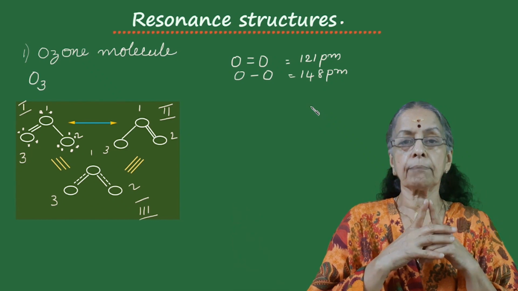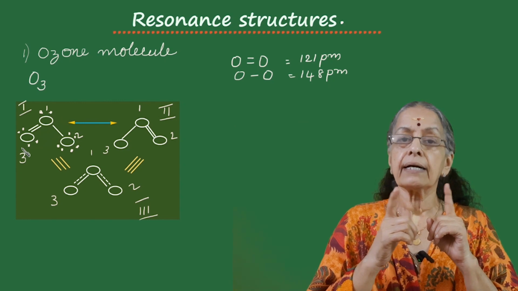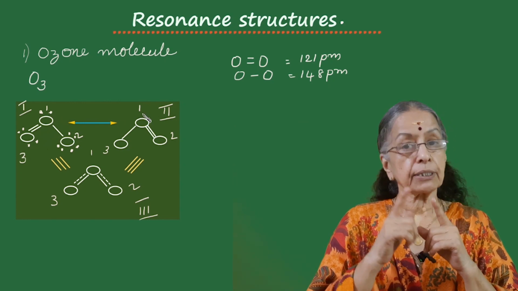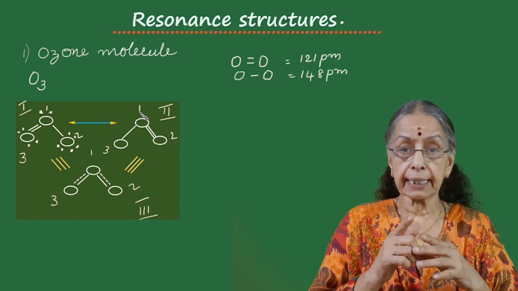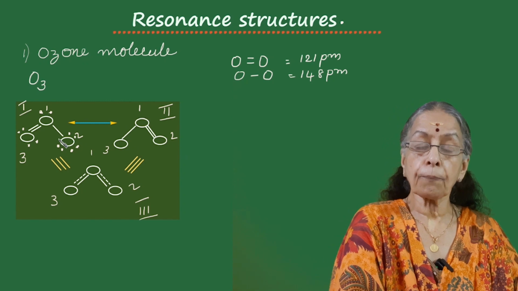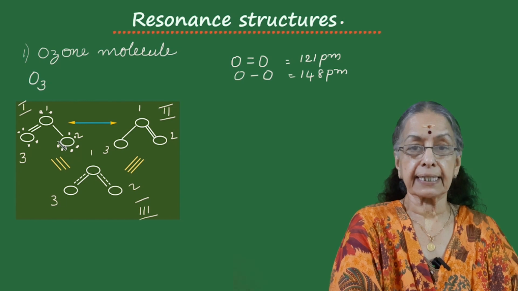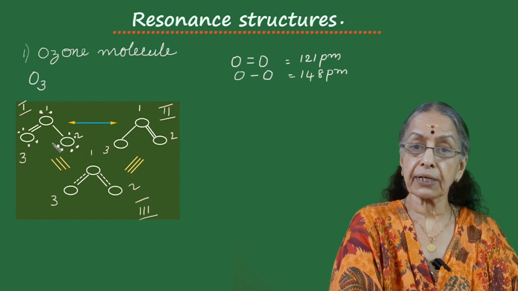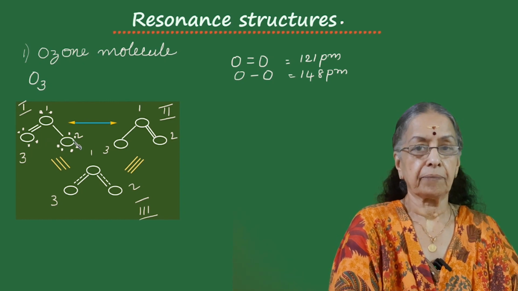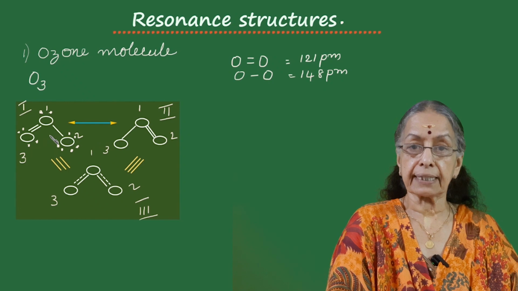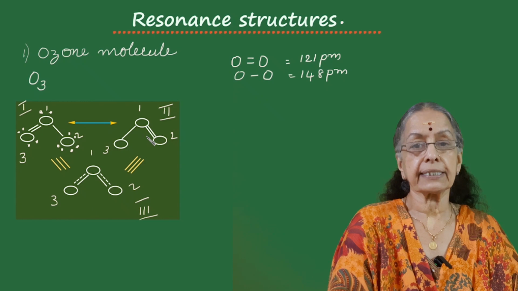The position of the double bond can be between 1 and 3 as is shown in figure number 1 or maybe between atom number 1 and 2 as is shown in figure number 2. So, there are 2 possible representations. This molecule cannot be represented by a single Lewis structure. It can be represented in more than one structure. So, there is a difficulty in representing this molecule. Hence, the concept of resonance is used.